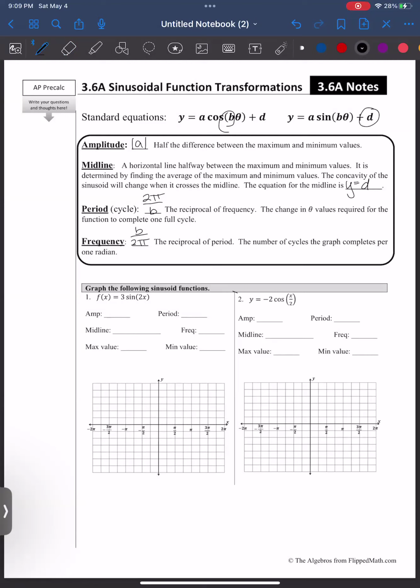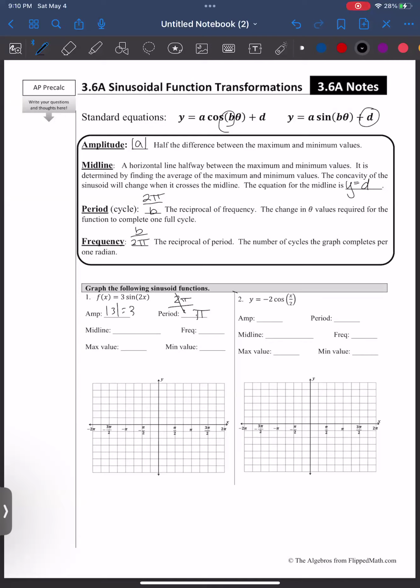Okay, so now here you have some examples that you are going to have to work out, right? But I'll do the first one. I won't do the graph, but we'll do the first one. So the amplitude is going to be the absolute value of A, which in this case is 3. So it's just 3. My period is going to be 2 pi over 2, which cancels out, leaving my period as just pi. My frequency is going to be the opposite.